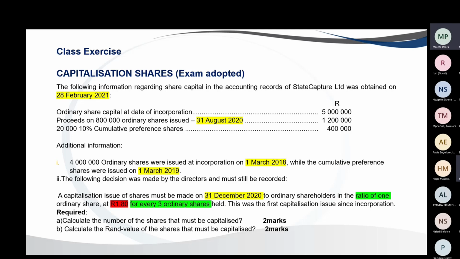Ordinary share capital at the date of incorporation, 5 million, but you don't know how many shares there are because they didn't give you the par value as compared to the previous one. Guys, don't comment or do anything, just focus on listening to me for now. Proceeds, the same thing as the previous one, of 800 ordinary shares issued 31st August 2020. So it looks like it falls within the same February year end. Now what you need to learn as a technique is that they might be using the year end date towards the end with these short type of questions. Let's get this part.